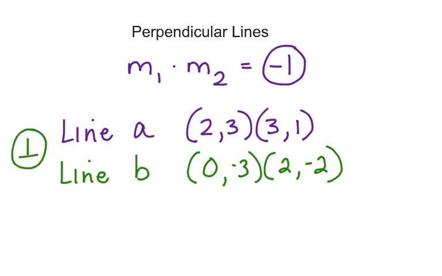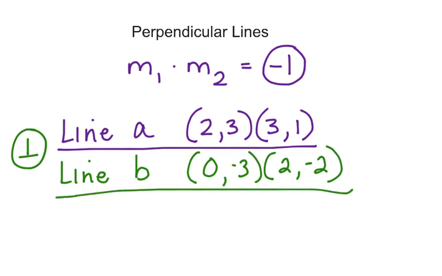Well, the first thing you're going to have to do is determine the slope. And we can use the slope formula to figure out the slope of line A. Then we can use the slope formula to determine the slope of line B, and then we'll be able to figure out if the two lines are perpendicular. Let's start with line A.